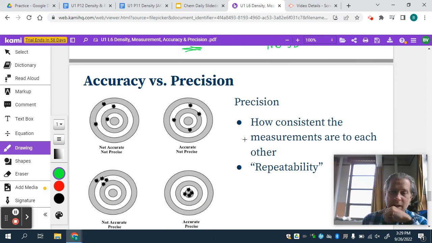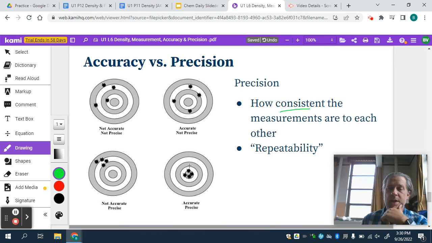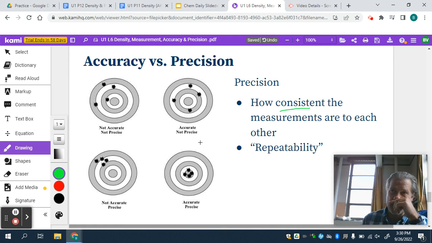Precision, on the other hand, is how consistent your measurements are to one another. Meaning, if we measure the basketball hoop and it's 10 feet, and I measure the basketball hoop and it's 10 feet, and somebody else measures the basketball hoop and it's 10 feet, that's precise because we made the measurement and it was the same measurement over and over again.